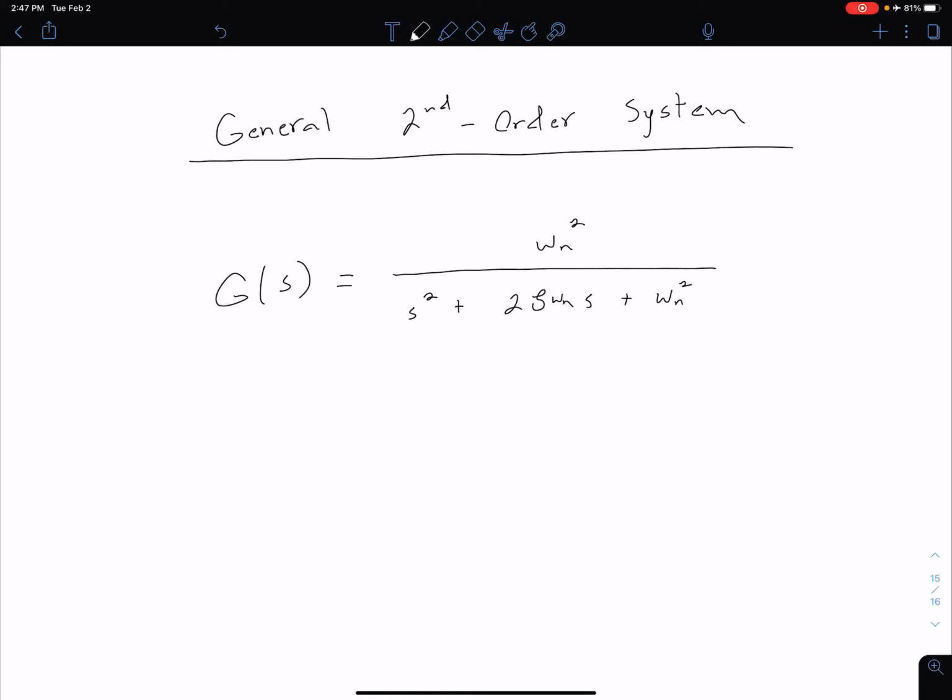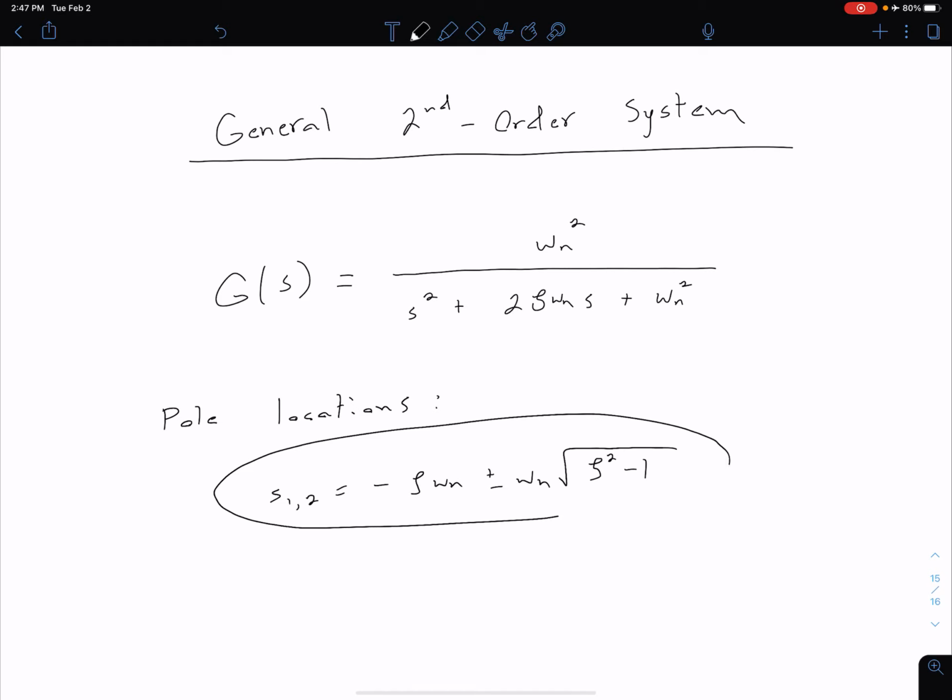Let's take a look at this new equation we have for describing our general second order systems. Let's note that we can find our pole locations by using the quadratic equation on the denominator of our transfer function G(s). Doing that, we get s1,2 equal to negative zeta omega_n plus or minus omega_n times the square root of zeta squared minus 1. Those are the two roots of our denominator, which are the poles of our G(s).